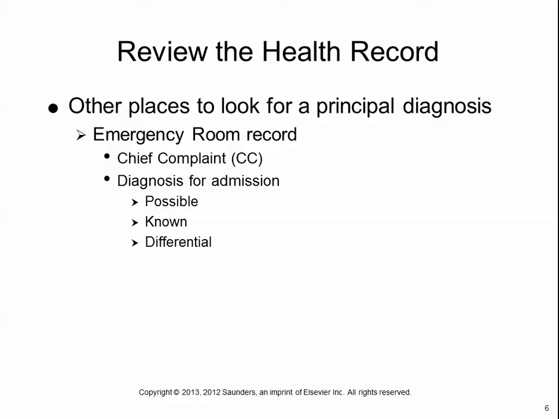A differential diagnosis is when somebody presents to the hospital or to the ER with a symptom that could be a variety of different things. So, for example, a patient with abdominal pain presents and the physician suspects that it could be appendicitis, gastroenteritis, cholecystitis, could be any of those. Those are the differential diagnoses: appendicitis, gastroenteritis, cholecystitis. Okay? So there are different types of diagnoses, but that's a good place to look, is in that ER record.